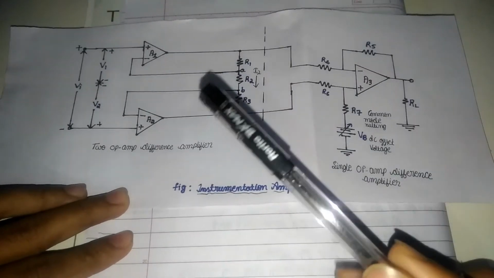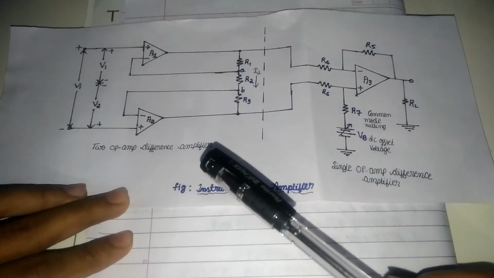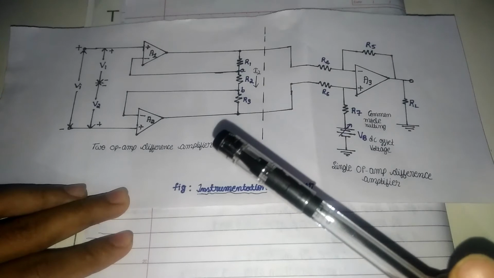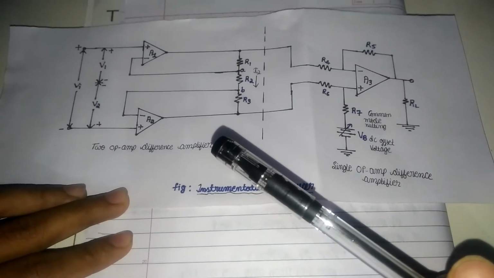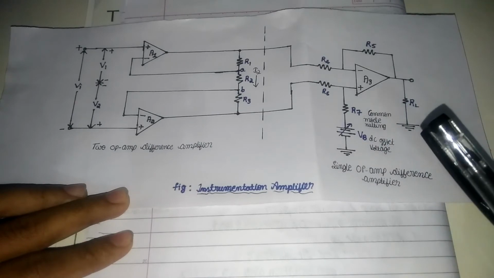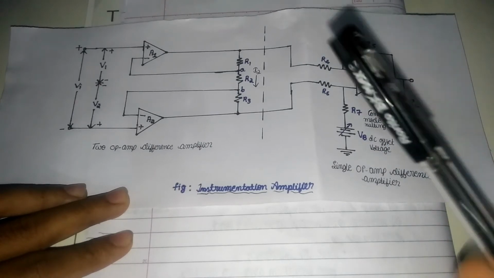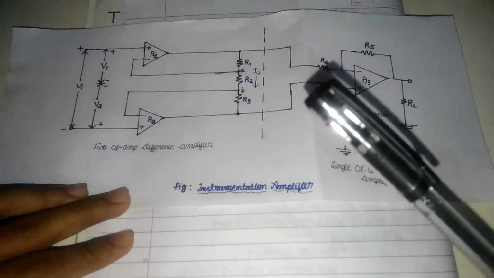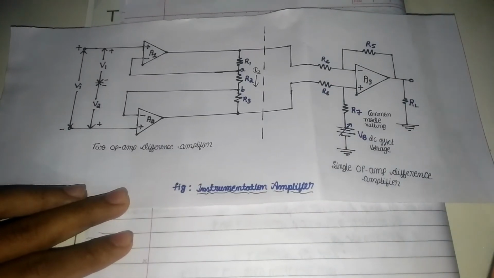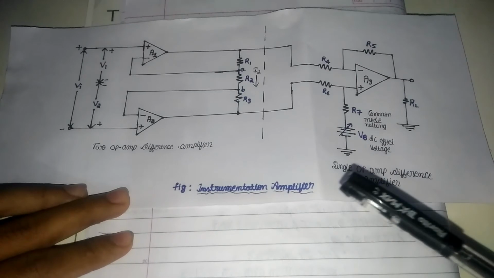First we discussed the two op amp difference amplifier operation and its working. Initially we discussed its features, and then the working of this amplifier and the working of the single op amp difference amplifier. Later we cascaded both these amplifiers and we obtained the features of the instrumentation amplifier, and we found the gain of the instrumentation amplifier.